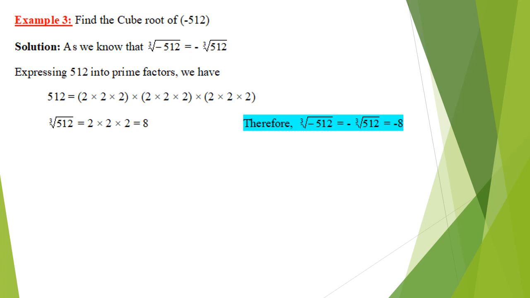After you convert into prime factors, while finding the cube root of this number, we have to take one prime from each triplet. So 2 into 2 into 2. Cube root of 512 is 2 into 2 into 2, which is equal to 8. But you were supposed to find the cube root of minus 512. Since we have taken the minus sign outside, we put the minus sign outside and then the value of the cube root of 512. So it will be minus 8.